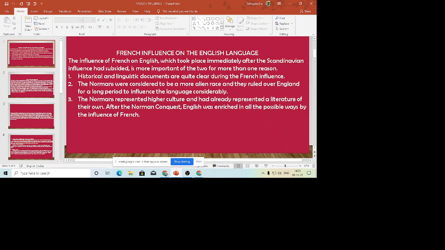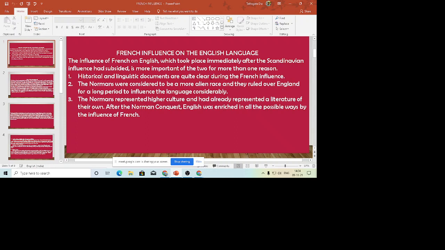So with this kind of introduction, I think it would now be easy for you to understand the way the French language had an impact on the English language. As we see here in this slide, the French influence was more important than the Scandinavian influence for more than one reason, and that is that the historical and linguistic documents are quite clear about the French influence.